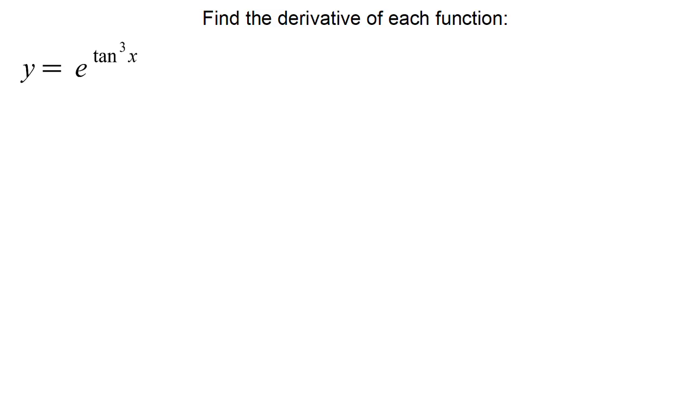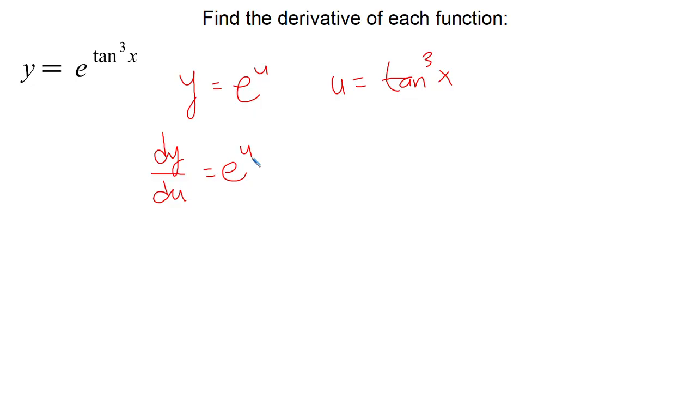And for e to the tangent cubed x, this is going to be a chain rule within the chain rule. Our outermost function going on here is e to the u, where u is equal to tangent cubed x. Well, it's easy enough to find dy du. dy du is just e to the u. But du dx, to find that, we're going to have to break this down a little further. u is equal to v cubed, where v is equal to tangent x.